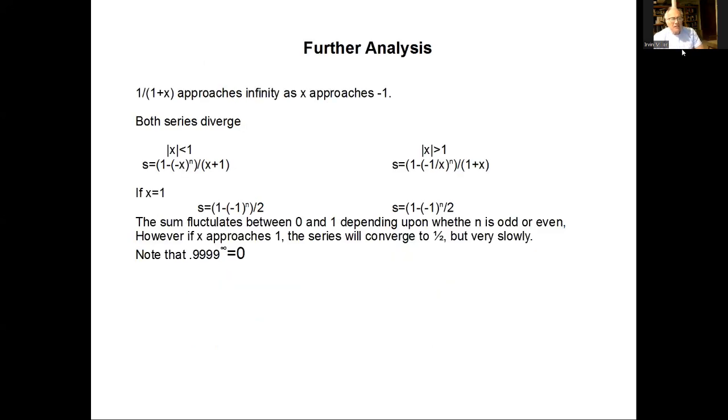Now we find, in further analysis, that if we were to put minus 1 in for x, we would get infinity. Both series will diverge using minus 1. However, if we use 1, we find that we get a fluctuating series between 0 and 1, depending upon whether n is odd or even. However, if x is allowed to approach 1, the series will converge to 1/2, but very slowly, noting that if we put a very small value in for x that's close to 1, like 0.999, that raised to the infinite power will eventually approach 0.